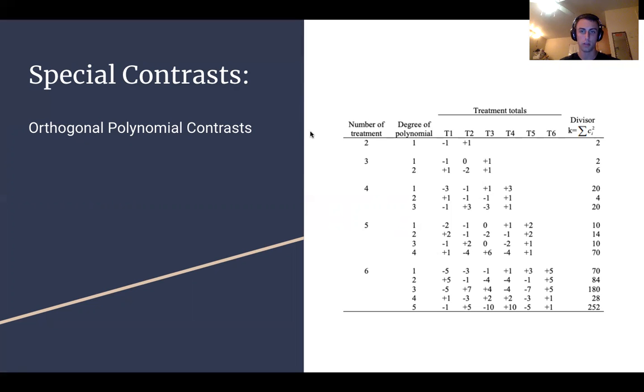Looking at the chart provided, we can see that there are 4 possible orthogonal contrasts: g minus 1, 5 minus 1, is 4. As such, the highest degree of the polynomial will be 4, meaning that we'd be able to analyze the data for a linear, quadratic, cubic, and lastly, a quartic trend in the data.